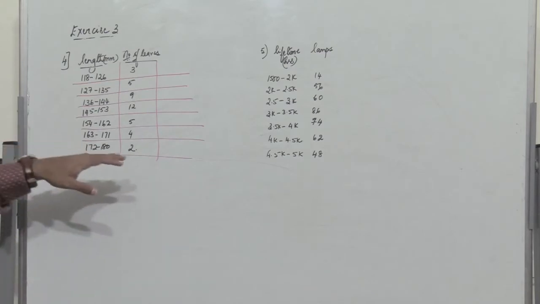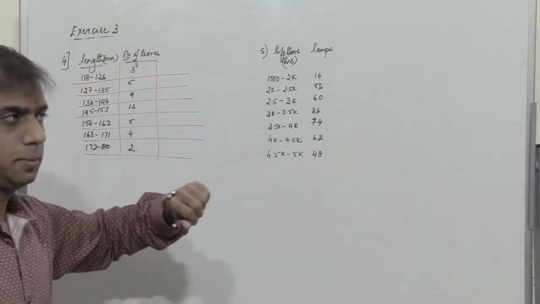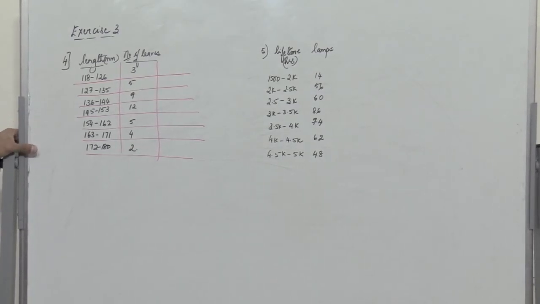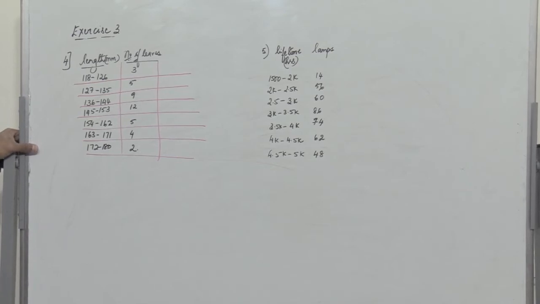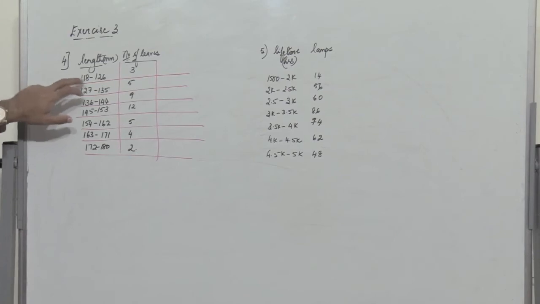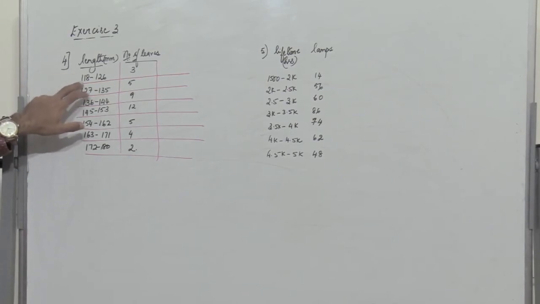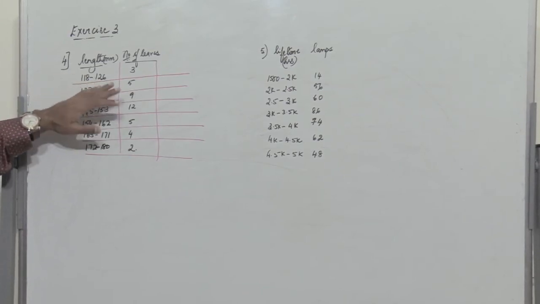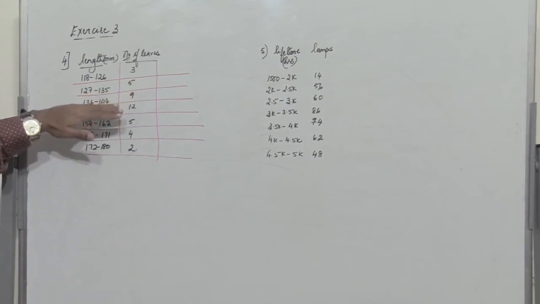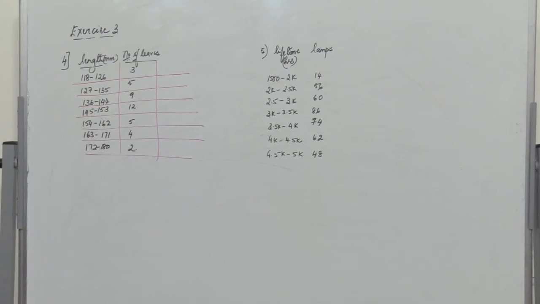So problem 4 and 5 are very simple, so I've written both of them. So now problem 4 actually gives the distribution where we have the length of the leaf of a plant given in millimeters, right? So here this is the length. 118 to 126 millimeters, there are 3 leaves, 127 millimeters to 135 millimeters, there are 5 leaves, and so on.